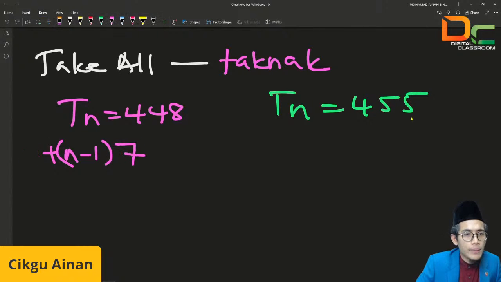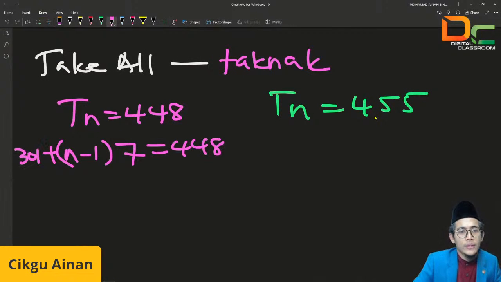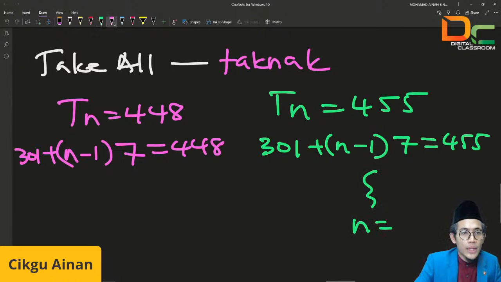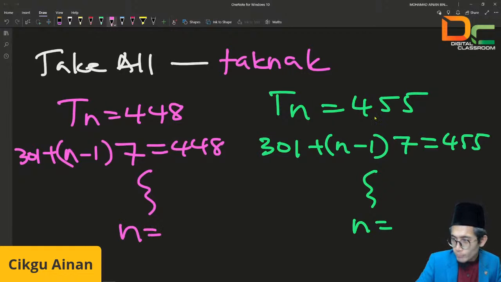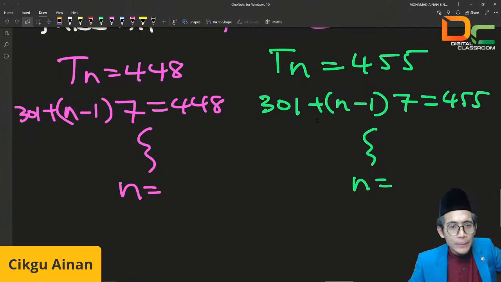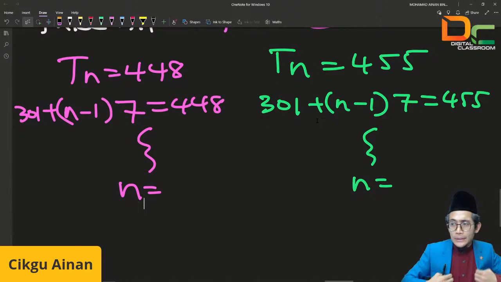This one 7. A berapa tadi? A 301. 301, 448. Okay, so this one also the same thing. I got you 301 plus N minus 1 multiply by 7 equals 455. So you calculate and you get what? This one pun tolong one of you tolong calculate and then find berapa? The pink one or the green one? Pink ke purple ni? Pink ke purple? Confused lah.